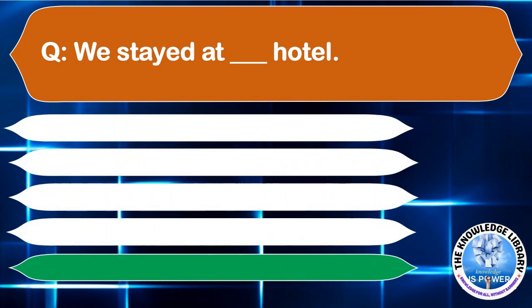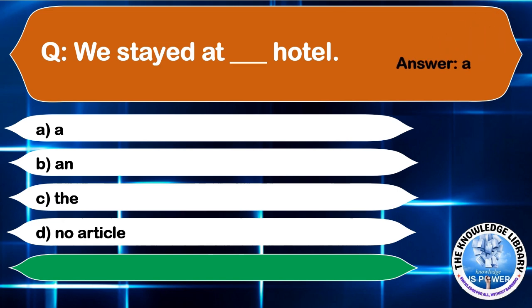We stayed at dash hotel. Option A. Option B, an. Option C, the. Option D, no article. The correct answer is option A. Moving to the next question.